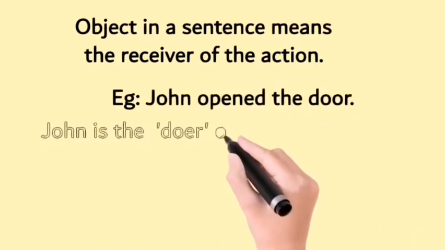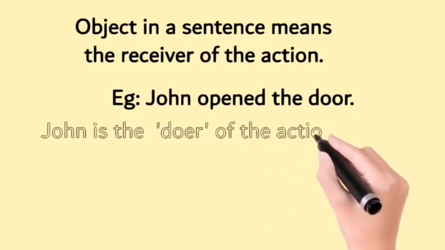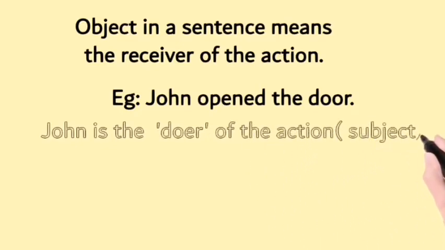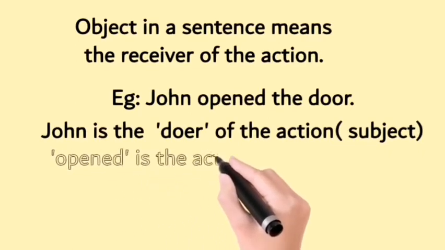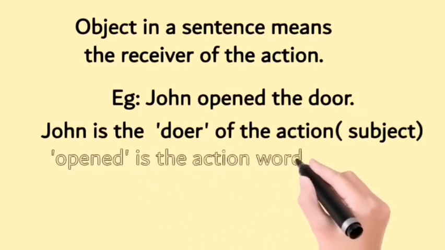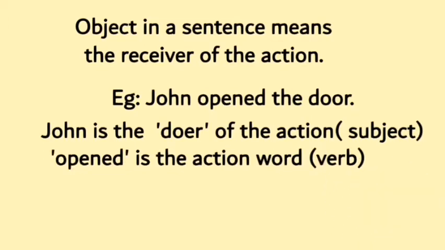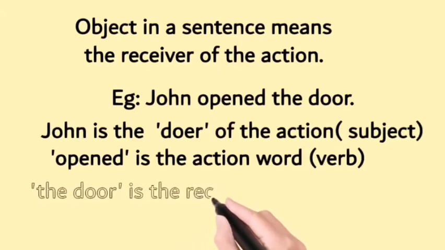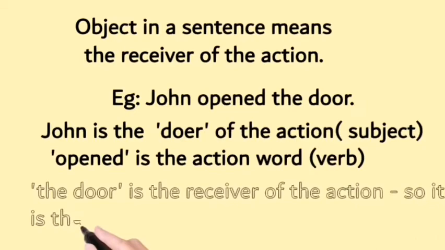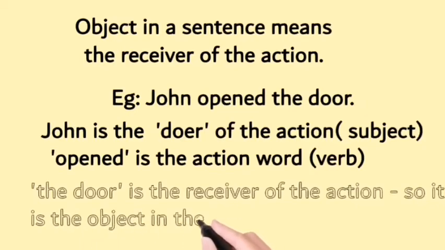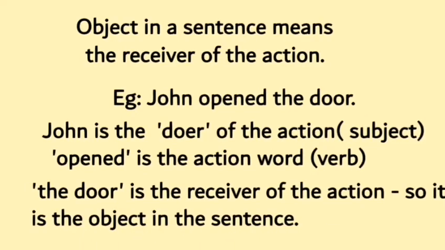Here in this sentence, John is the doer of the action, or he is the subject. Opened is the action word or the verb. The door is the receiver of that particular action. So the door is the object in this sentence. Got it?